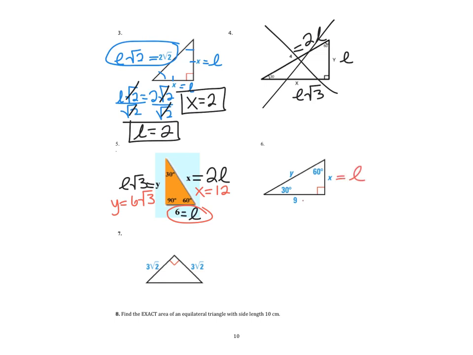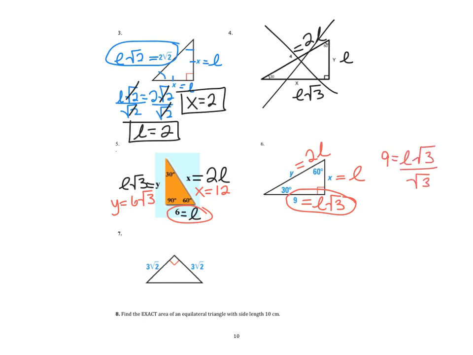X is the short leg. 9 is the short leg times the square root of 3. Y is 2 times L. Which of these gives me an equation where I only have one variable? This guy down here. So 9 is going to equal L times the square root of 3.